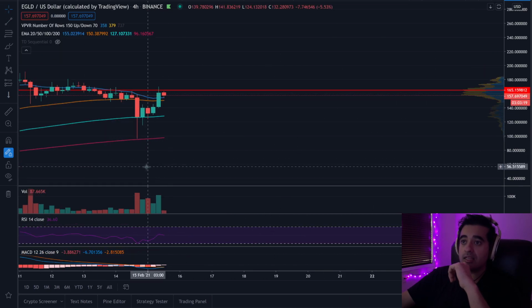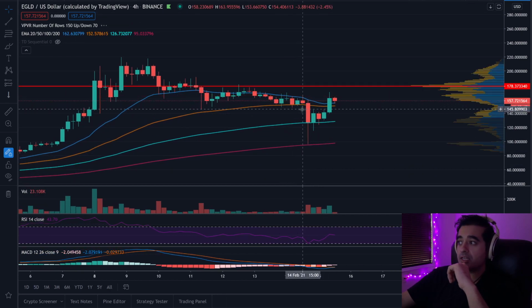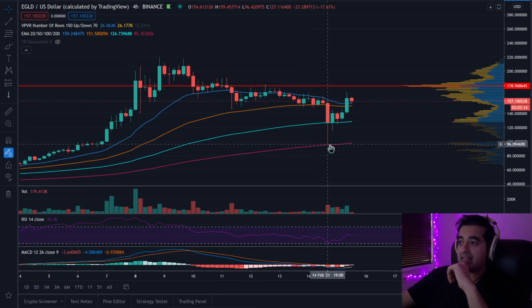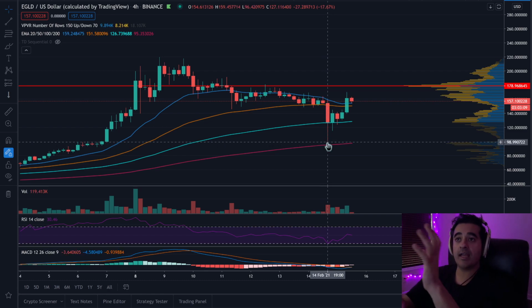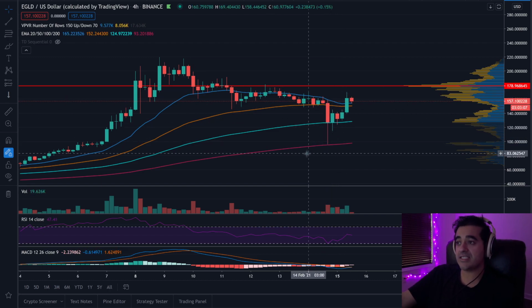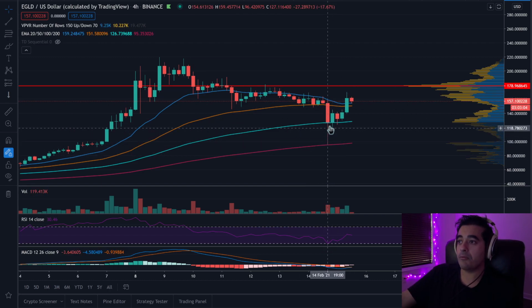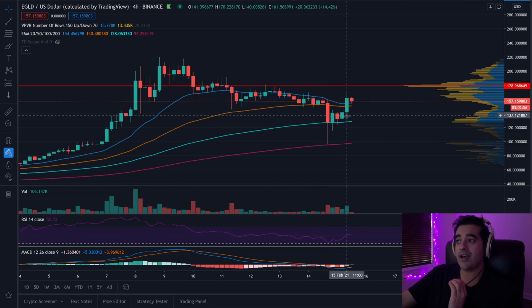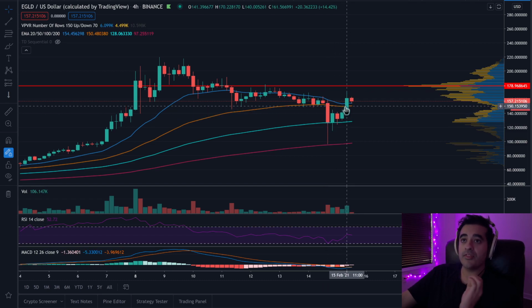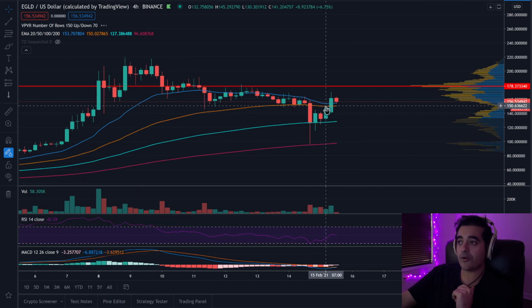Okay, so when we look at this, you can see that during the correction, we came all the way down and exactly touched on the 200 exponential moving average. Now, when we touched that exponential moving average on the 4-hour, we went up and we got support right on the 100 exponential moving average. Now, on our way up, we've gone above both the 50 exponential and the 20 exponential moving average, and now we are trading right on top of the 20. So what we really want to see now is that we continue the trend to trade on top of the 20 and then move up.